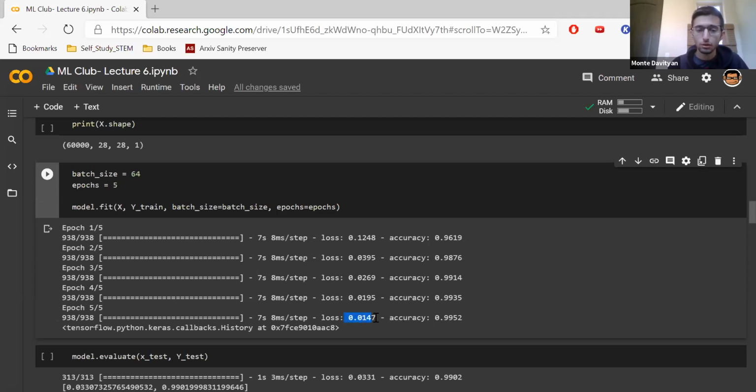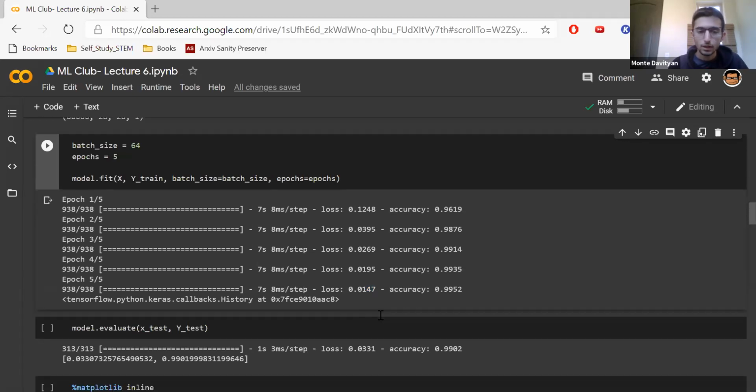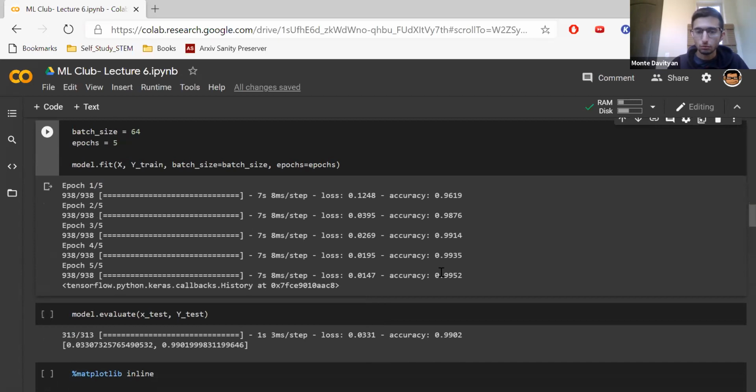The loss is also extremely low. It started off pretty low, but then it got to almost a non-existent loss, right? The loss is extremely small. Again, we have to be careful, because what if our model is overfitting, right? What if it's just memorizing the data? We have to be careful of that.